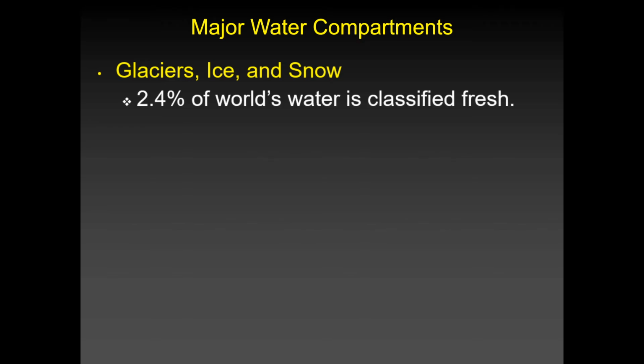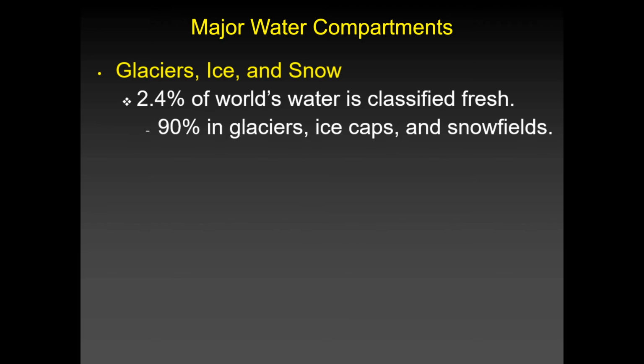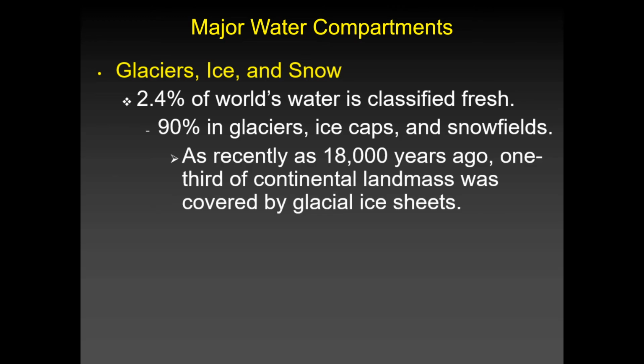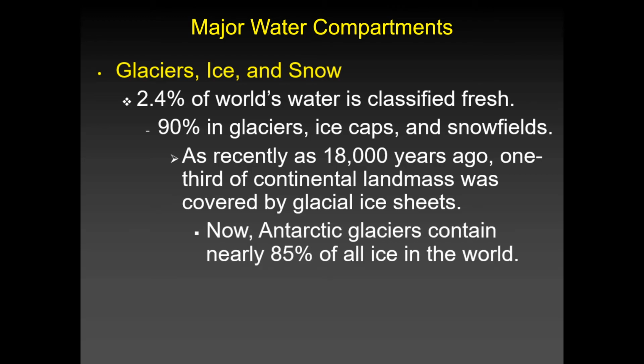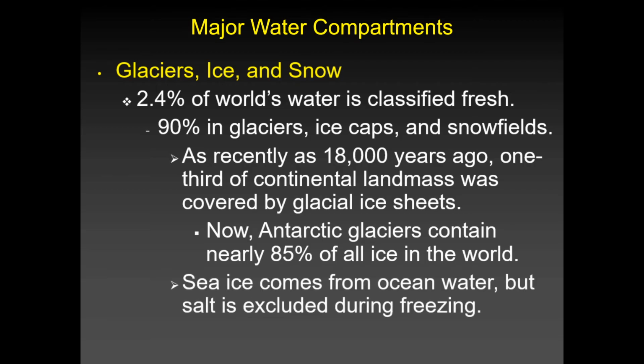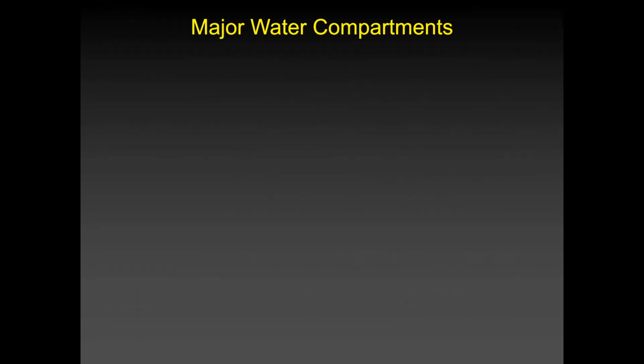So 2.4% of the world's water is classified as fresh, and 90% of that is in glaciers, ice caps, and snowfields. As recently as 18,000 years ago, 1/3 of continental landmass was covered by glacial ice sheets. And now Antarctic glaciers contain nearly 85% of all ice in the world. It's a pretty staggering statistic when you think about it, that 85% of all the ice is located on one continent. Yeah, it's a big continent, but it's a lot. Sea ice comes from ocean waters, but salt is excluded during the freezing process.